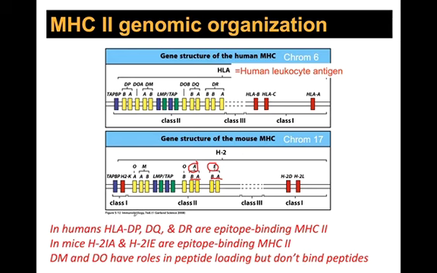Okay, so in humans, the antigen binding or epitope binding are DP, DQ, and DR. In mice, it's IA and IE. Okay, and those are both the epitope binding. The DM and DO are part of antigen loading. In humans, they're DO and DM. In mice, they're O and M. But for both of those, they're class 2-like proteins that help get peptides onto MHC2.